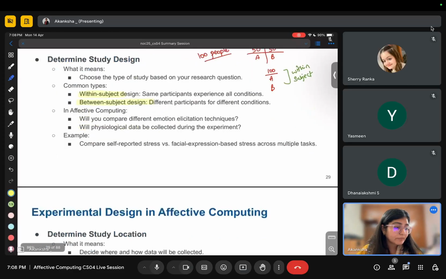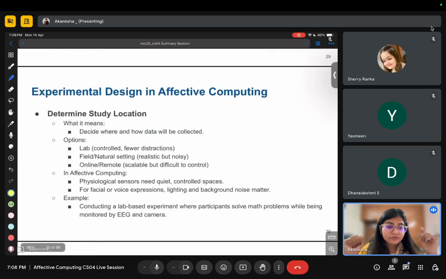ठीक है. Next is determine study location, because this is an affective computing scenario. You need to actually take the measurements like the ECG data or some kind of signals. Some sensors are not portable. Like my webcam is, I can use it anywhere, right? But let's say I want to capture the EEG signals, there are electrodes and everything, so it is not possible for me to take it everywhere. There is a dedicated setup in my lab.